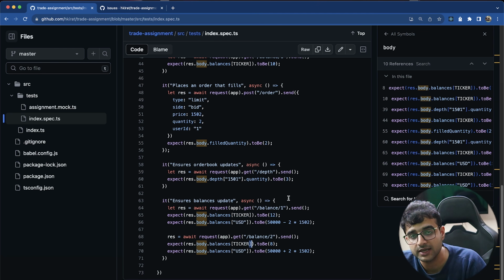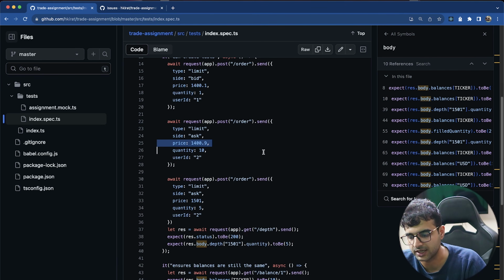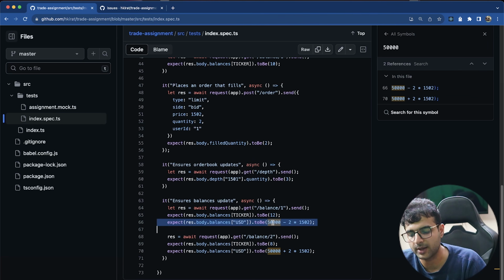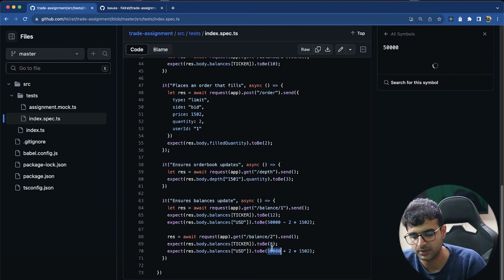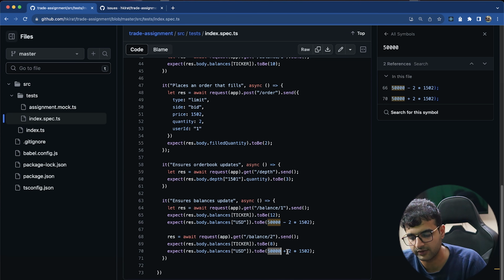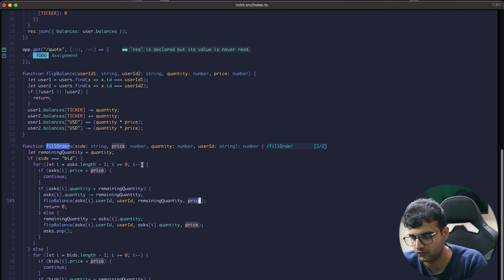But what was the price they were flipped on? The price that they should ideally be flipped on is 1400.9, which is this price right here. So the US dollar balances for the first person should go down by 50,000 minus 2 into 1400.9. The person who sold Google should go up by 50,000 plus 2 into 1400.9. That's the other fix that needs to happen. Right now, there is a bug in our code base. What is the bug? This is one bug right here.